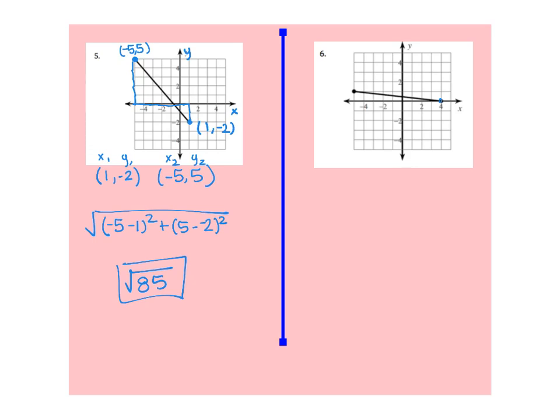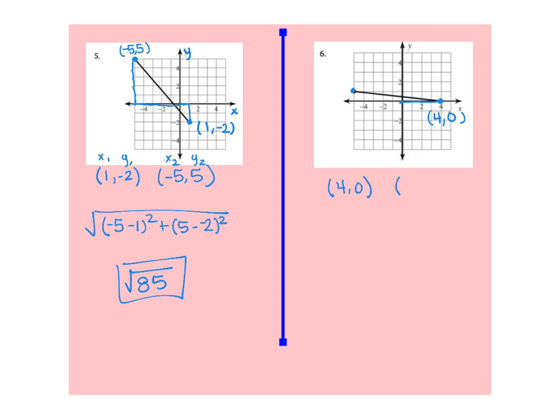So same idea for number 6. I have 2 points here. I just have to figure out what they are. So this first point, I went over in the x direction 1, 2, 3, 4, and that was positive. And then I didn't go up or down at all, so my y is 0. So my first point is (4, 0).